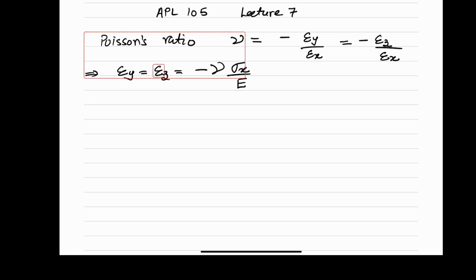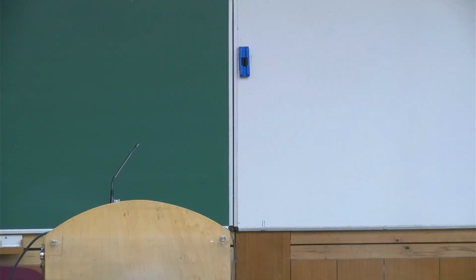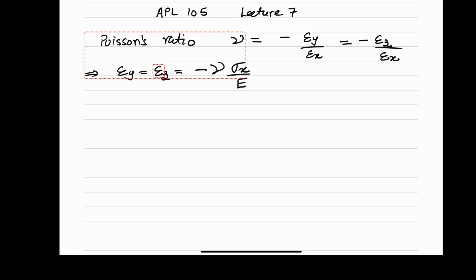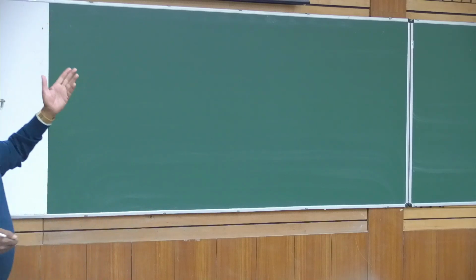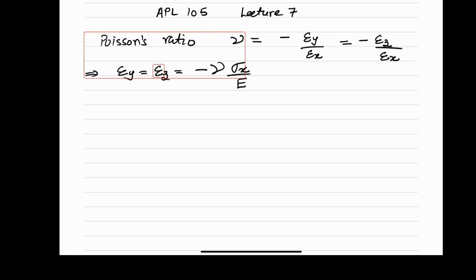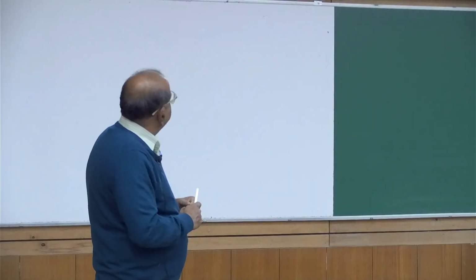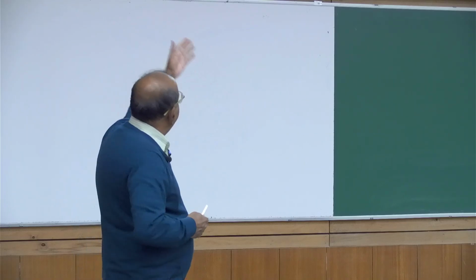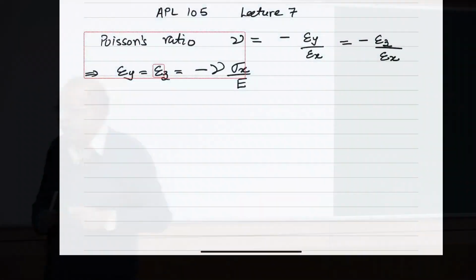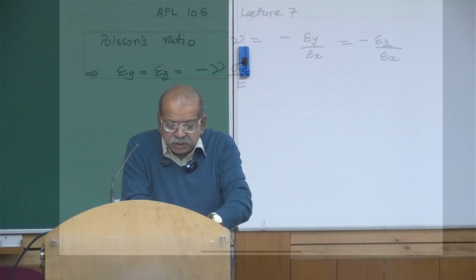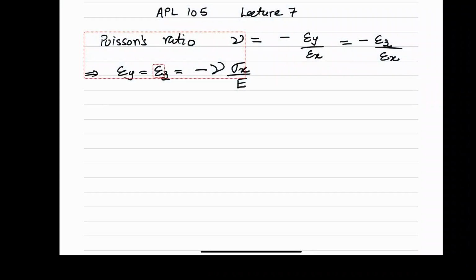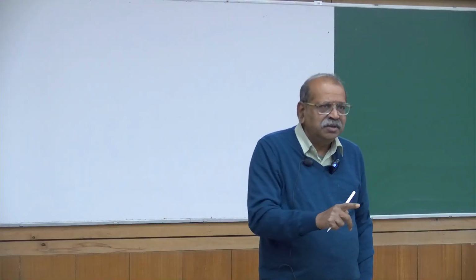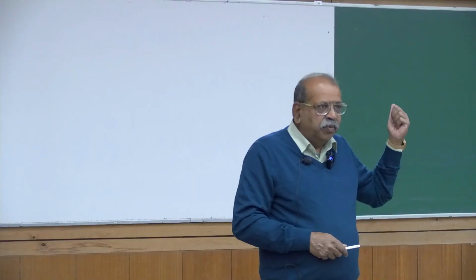These relations which I have written automatically follow the definition of Poisson's ratio and Young's modulus. Young's modulus is the ratio of stress to strain in the same direction, and Poisson's ratio is related like this. Therefore, the lateral strains will be related to the axial strain by minus nu times sigma x upon E. So what we have seen so far is that there are two properties of a material. One is the Young's modulus, and the second is Poisson's ratio.